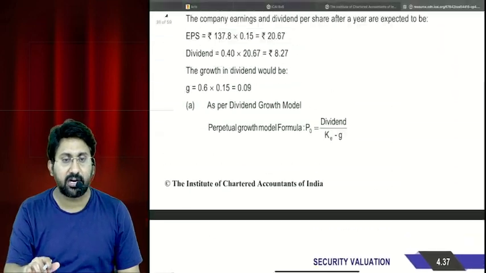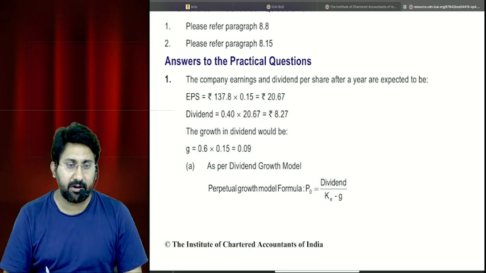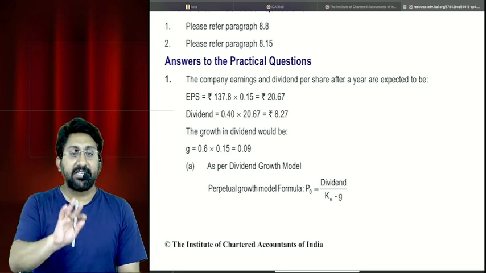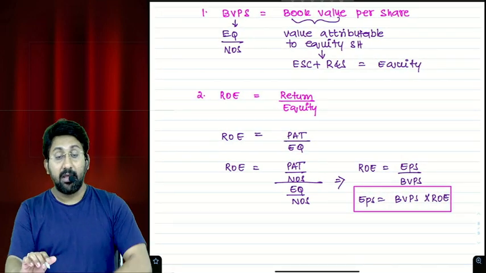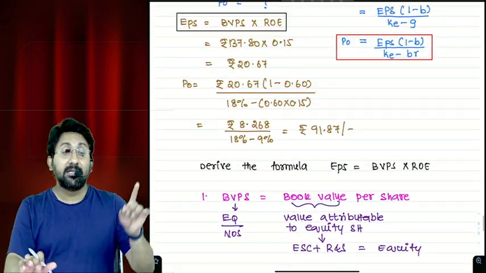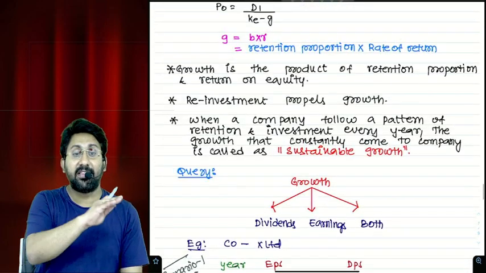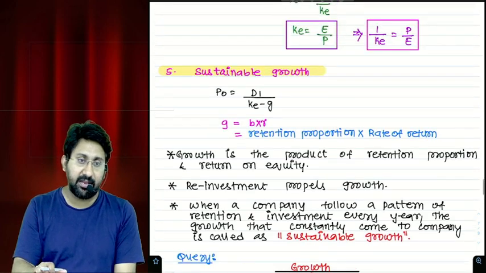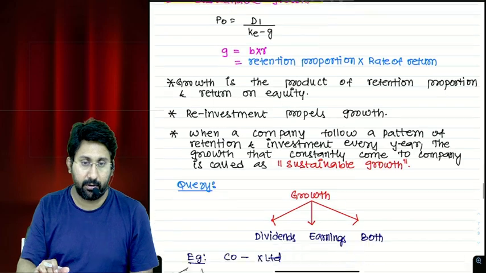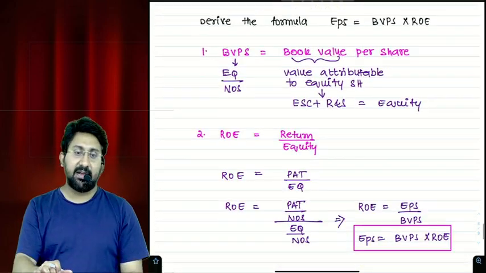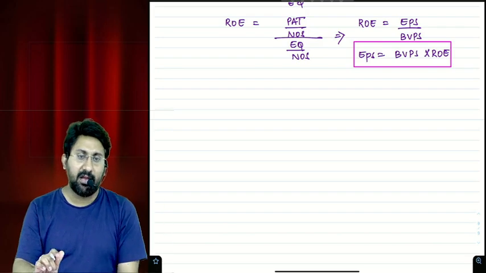If you see the institute study material, they have directly given this. 137.8 into 0.5 equals 0.2067. Reasoning, everything not given. This is the reasoning for the given question. Moreover, this problem we will do once again in the security valuation chapter. This I have given only for you to understand the growth concept, etc., in the basic analysis of sustainable growth concept. For that reason I explained this example in illustration format, but when we come to the chapter again we will redo this particular problem.